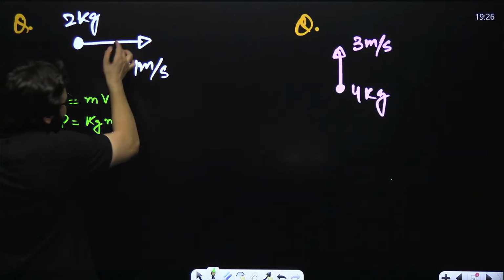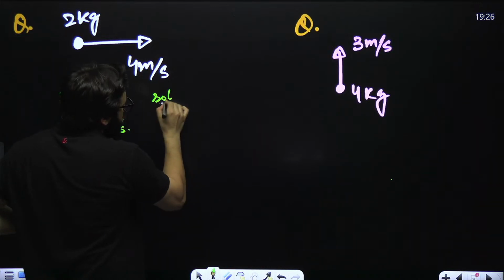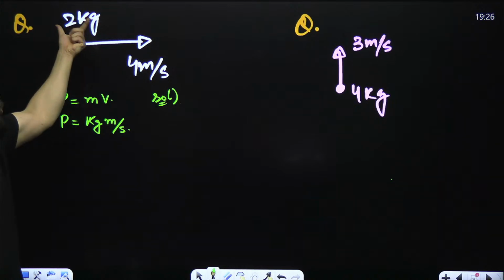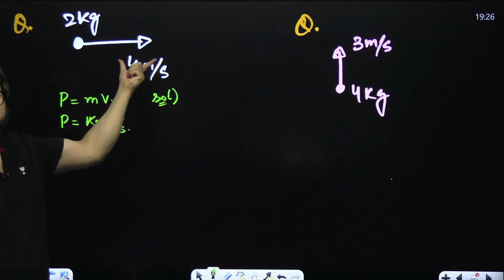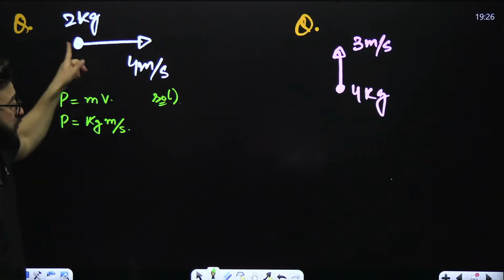Now guys, you have got this particular question over here. Let's find the answer of this particular question. A mass is moving with 4 meter per second. Its mass is 2 kg. We have to find the momentum.